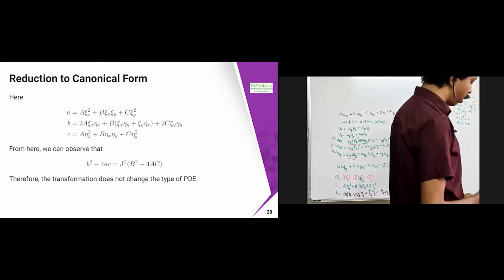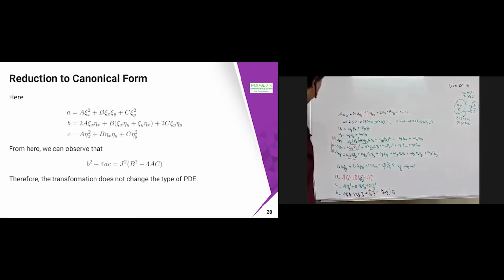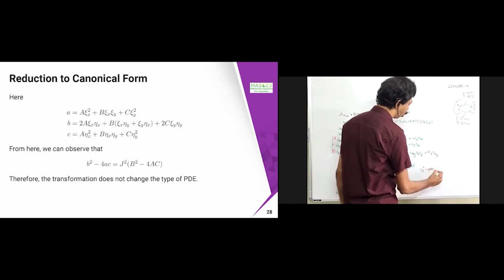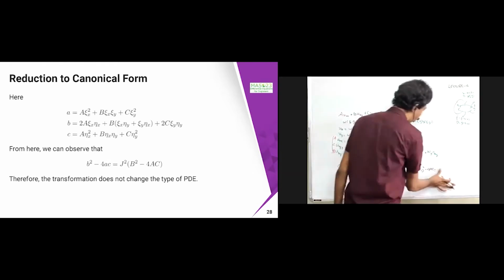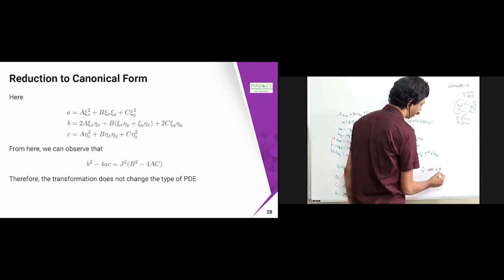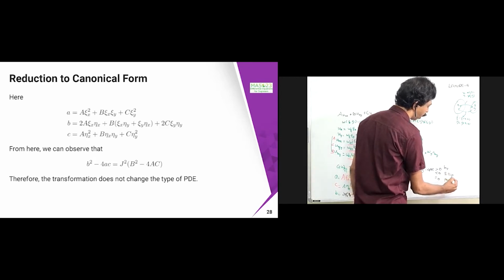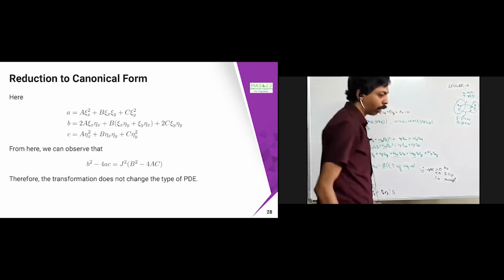So now what I have is once again a linear PDE. Therefore, this also we can classify by B square minus 4AC. Again, I can say whether it is greater than 0, less than 0, or equal to 0, and I can say hyperbolic, elliptic, and then parabolic. Let us see 1 or 2 examples and then we will conclude this session.